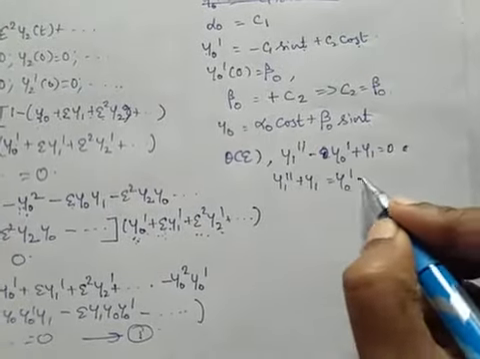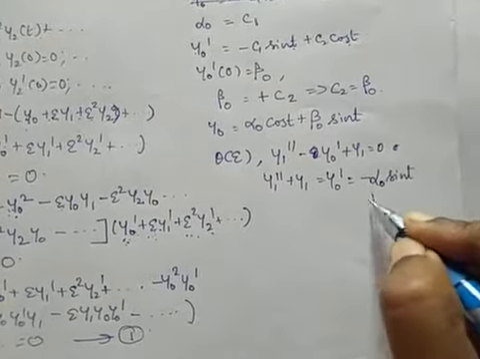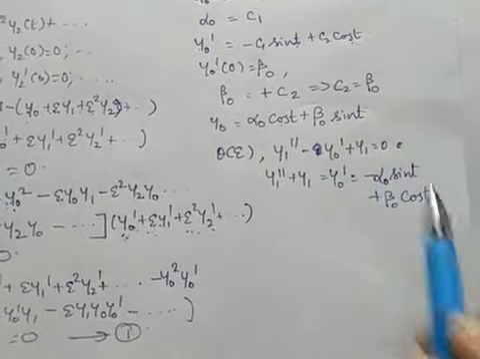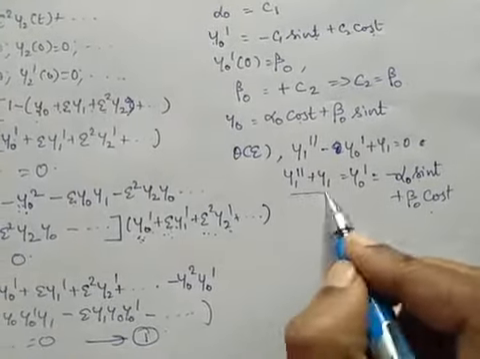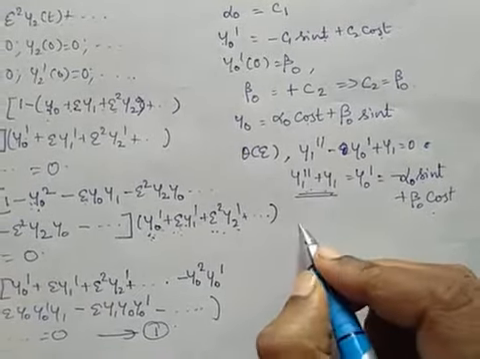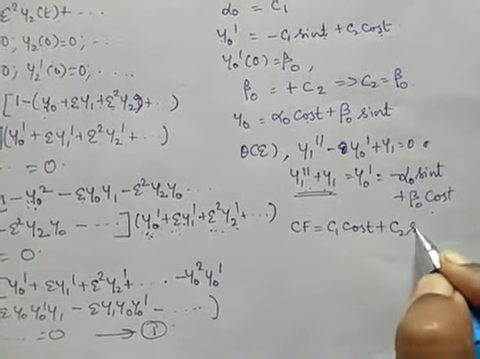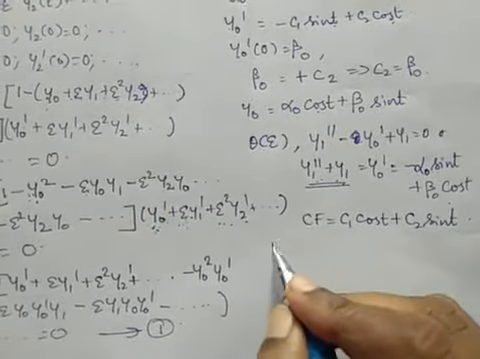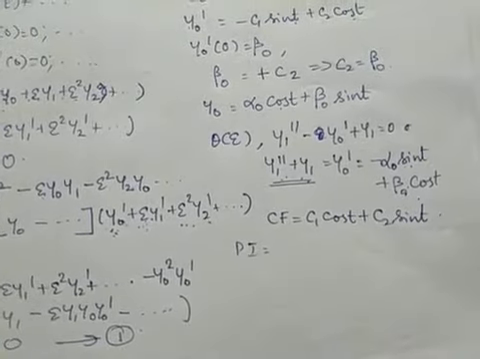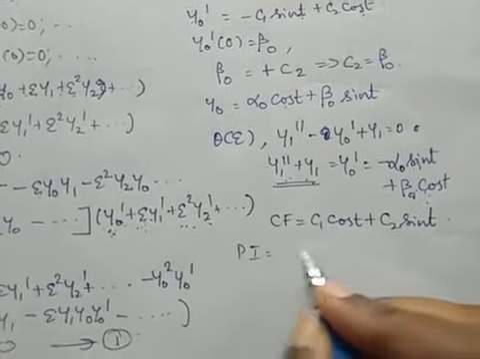What is y0 dash? Minus alpha naught sin t plus beta naught cos t. Differentiation of cos t is minus sin t. Differentiation of sin t is cos t. So this is our RHS. Auxiliary equation is m square plus 1. Therefore, complementary function is c1 cos t plus c2 sin t. To find the particular integral, we have to find for these two terms. So our RHS is a sin term and a cos term, which is our second type.